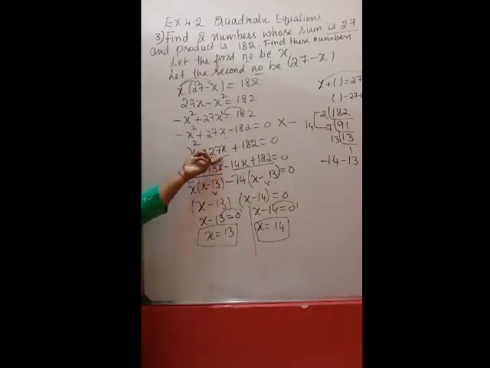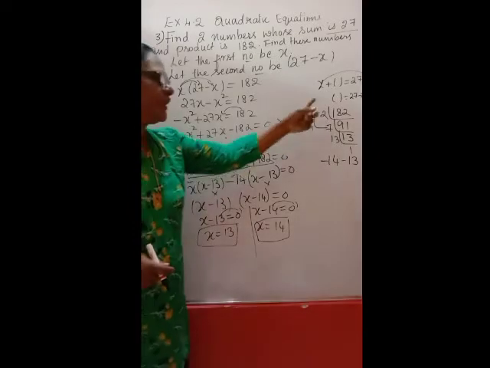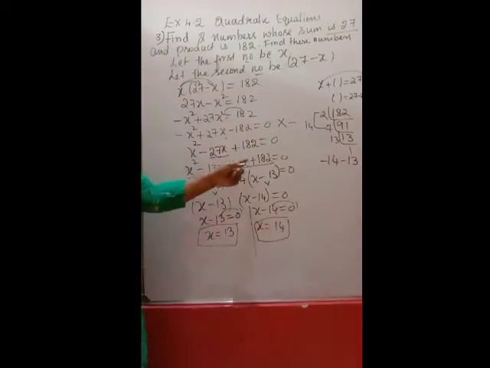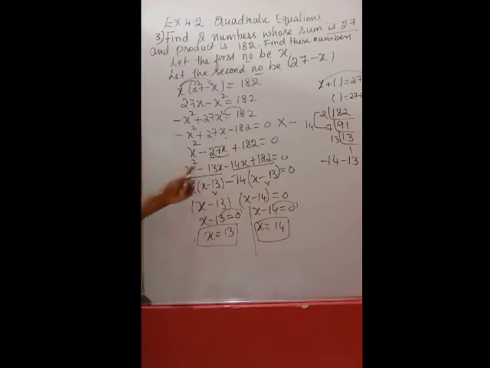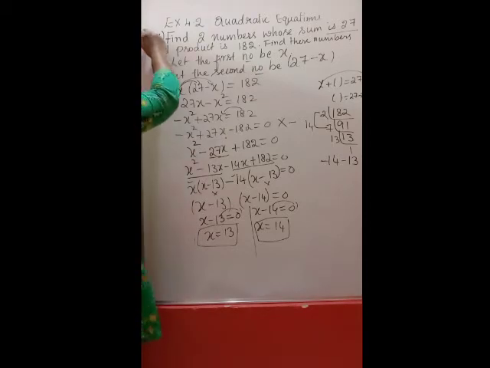x square, 27 can be split as 13x and 14x like this, plus 182 equals 0. So take the common factor x, x minus 13 minus 14. Here also you will get x minus 13. So this is common here once again, x minus 13, remaining x minus 14, one more factor. Equate it to 0, find the value of x. This is how you can solve this type of problems. Okay, just 1 minute time I will keep. You can copy down if you want.